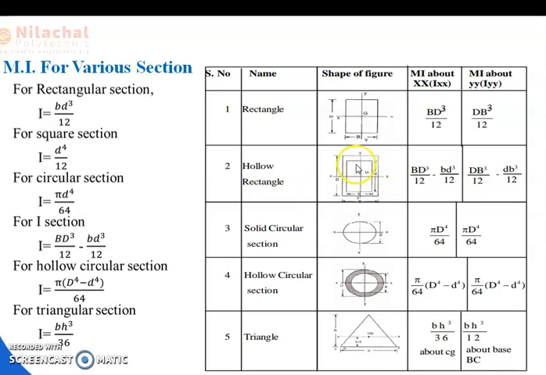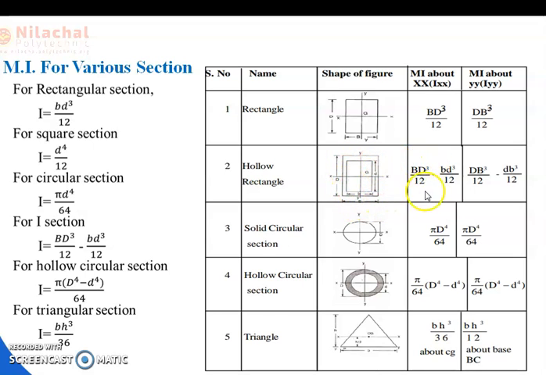Then the hollow rectangular section. In the case of a hollow rectangular section, there are two widths and two depths. One is the outer depth and another is the inner depth, and the second one is the outer width and inner width. So here we can find the moment of inertia of this section by subtracting the moment of inertia of the inner rectangle from the outer rectangle.